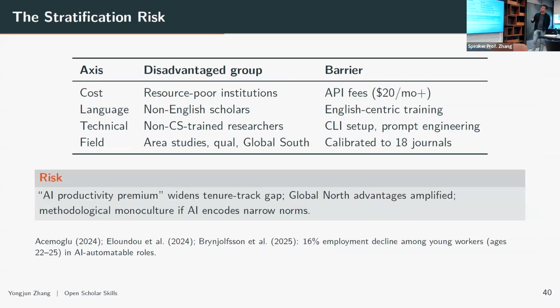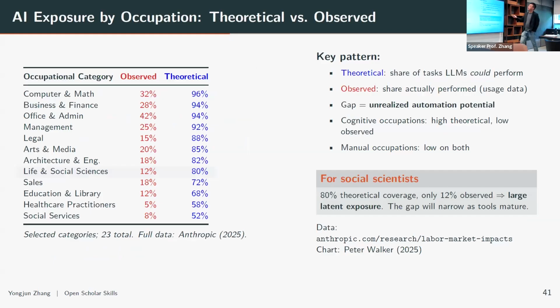Stratification risk. Not every researcher can access frontier models, right? For Claude Code, the pro plan is limited per month, but that's not enough to run a large-scale pipeline. So you have to have a max plan, like $100, $200. We're using $200, but still we hit the rate limits. Technical, field, etc. We do have these stratifications there. If the AI productivity premium widens the gap, whatever that's the case. And here I'm trying to show you the data.